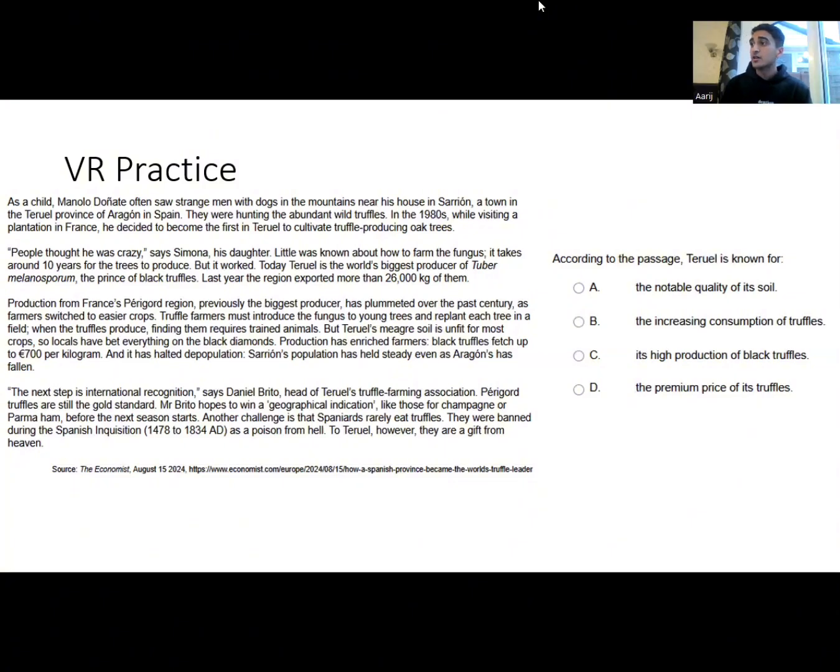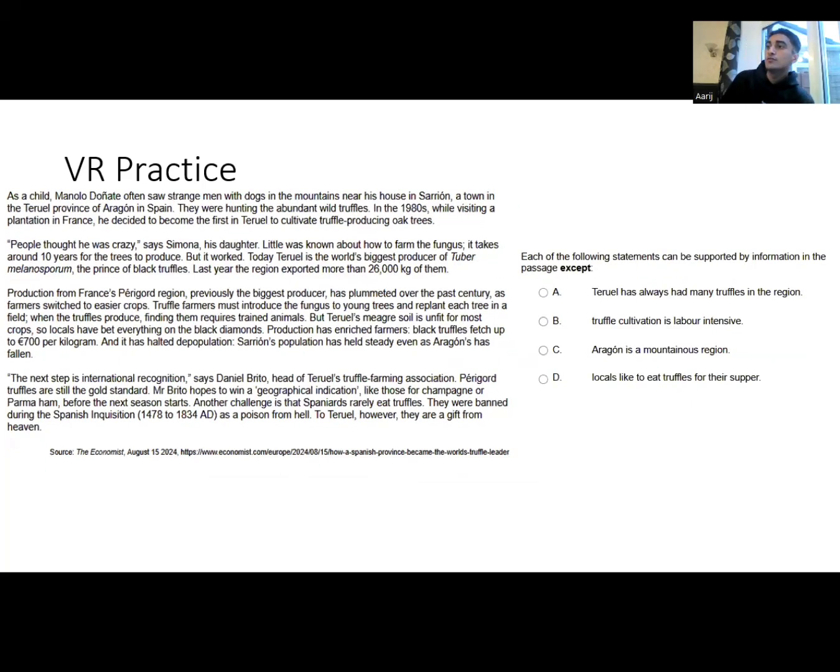Obviously, C was correct. Moving on to D, it says that Trull is known for the premium price of its truffles. So this one actually did catch me out. If we have a look in the third paragraph, it says here that it sells for 700 euros per kilogram. But this is what I was referring to before, is that you're not sure. If it doesn't say explicitly, don't assume. So it doesn't say that it's known for its premium price. For all we know, there could be something that sells for 1,000 euros, which is obviously more premium. So that's why the correct answer here was C.